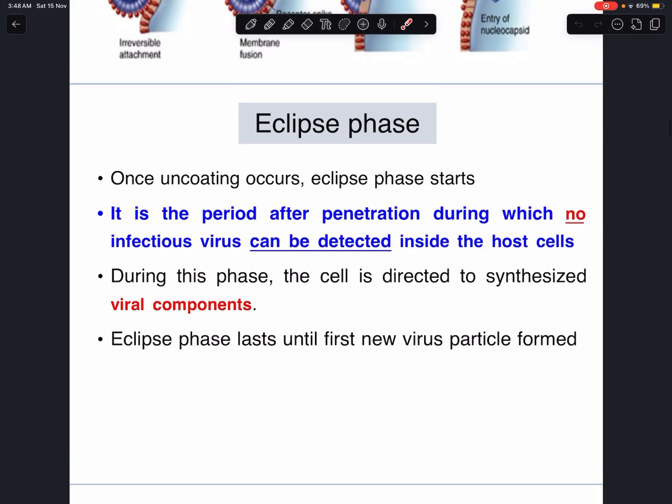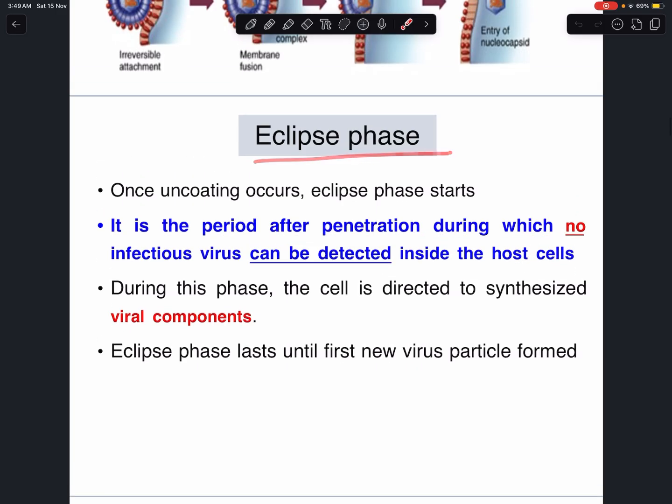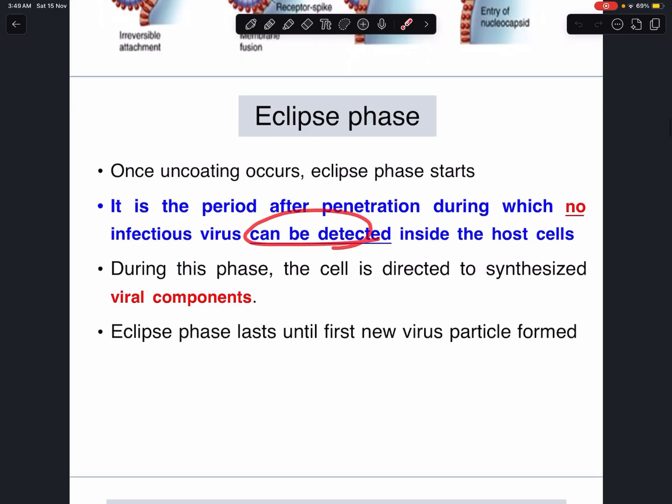Eclipse phase. Once uncoating occurs, the eclipse phase starts. What is eclipse? It's when the virus cannot be detected inside the human body. It's the period after the penetration during which no infectious virus can be detected inside the host cell. I think this is very obvious and easy. So it cannot be detected at all.